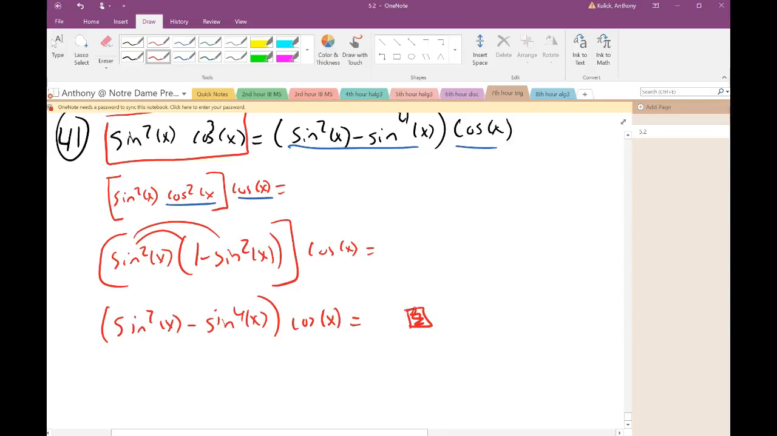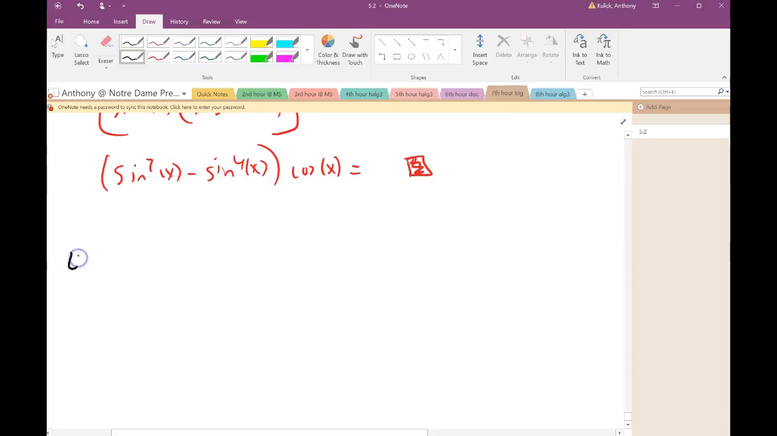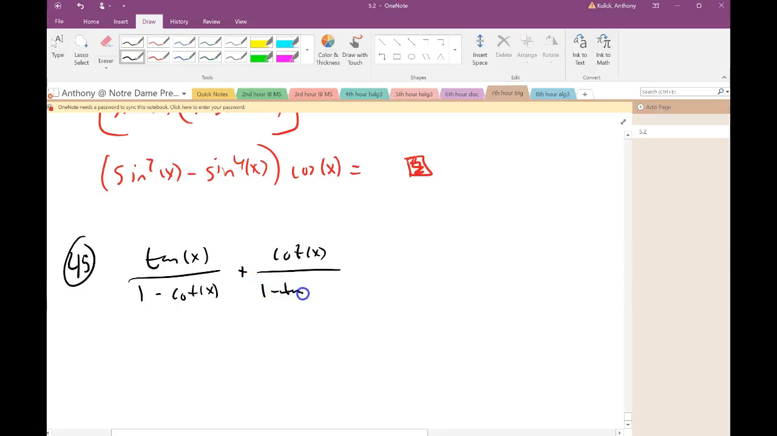Ethan, you may. Yes, sir. 45. It's tan x over 1 minus cotangent x plus cotangent x over 1 minus tan x equals 1 plus secant x cosecant x.